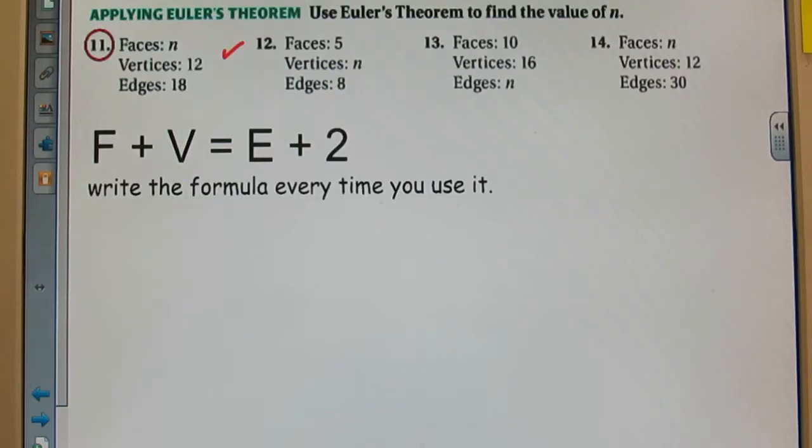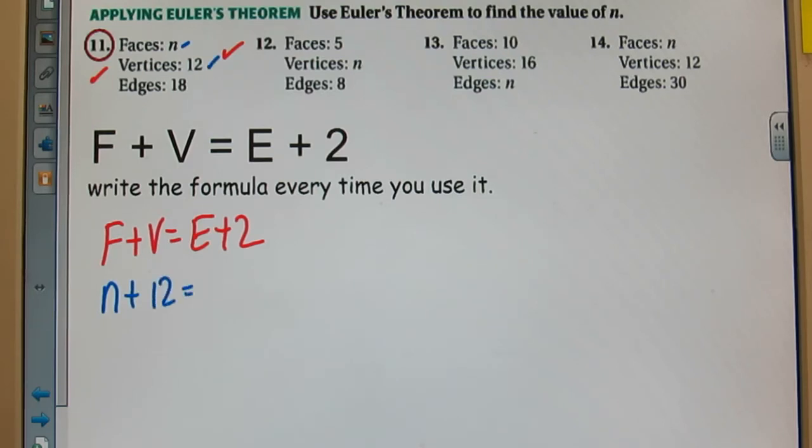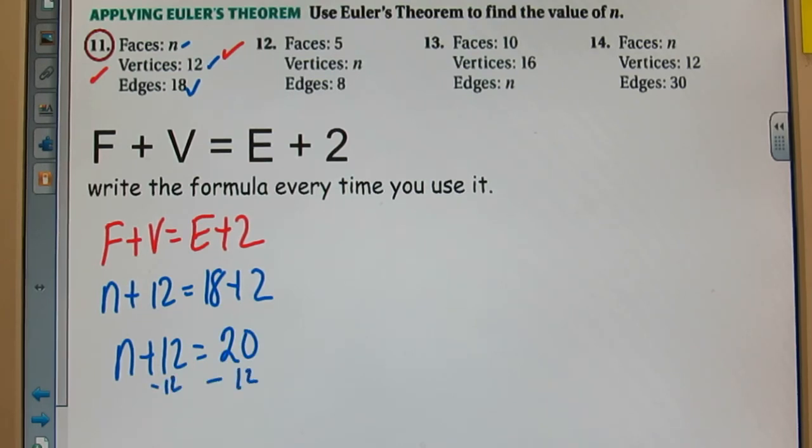So Euler's theorem is important. Let's just do a practice. Let's do number 11 first of all. We're going to do this one right here. Always start off by writing your formula. Now I have my faces is n. So n plus 12 equals 18 plus 2. N plus 12 equals 20. Subtract 12 from both sides. Therefore n is equal to 8.